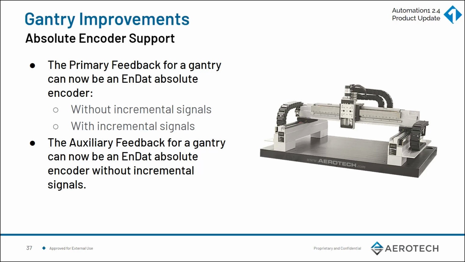We also have absolute encoder support on gantries. So in your primary feedback, it can now be an NDAT absolute encoder, either with incremental signals or without. And on the auxiliary feedback of a drive, the gantry can now work with an NDAT absolute encoder without incremental signals only. So the primary supports with or without, and the auxiliary only supports without incremental.